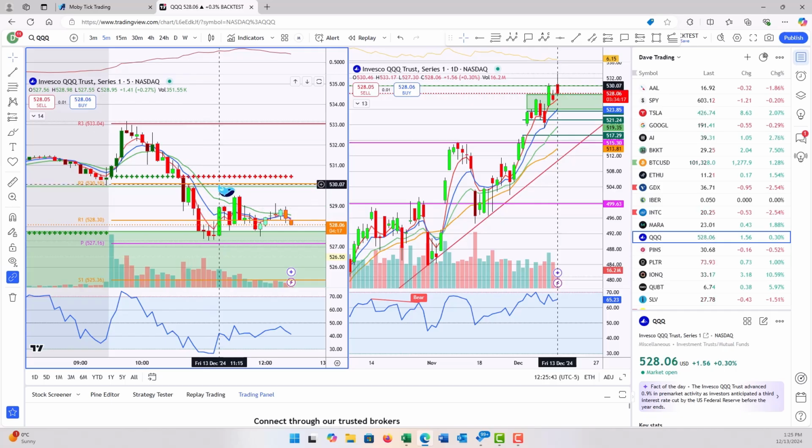I mean, it's lunchtime now, so you can see, mid-day time after 11 a.m., things are kind of just going sideways. So you can watch that. Maybe around 2 o'clock it might pick up. Just keep an eye on the market.